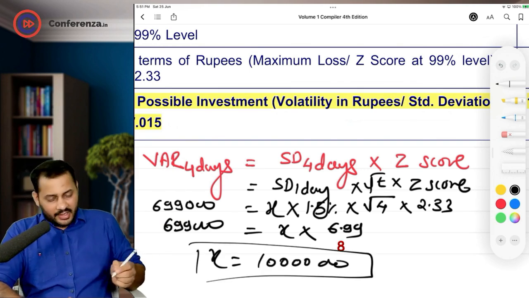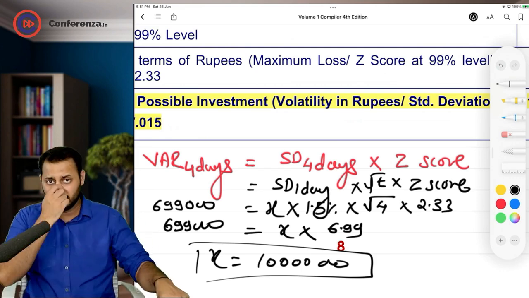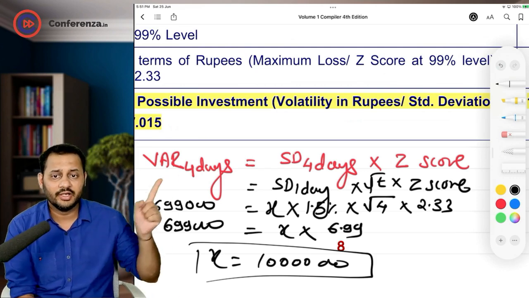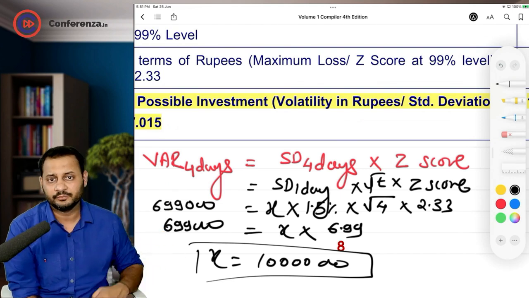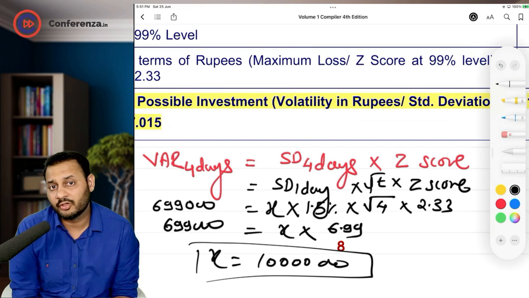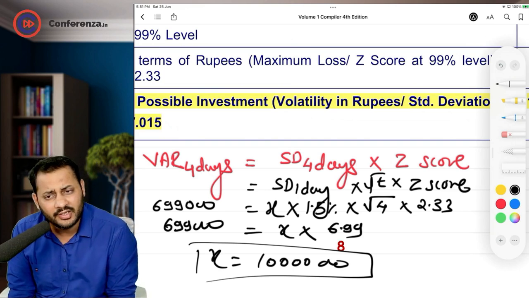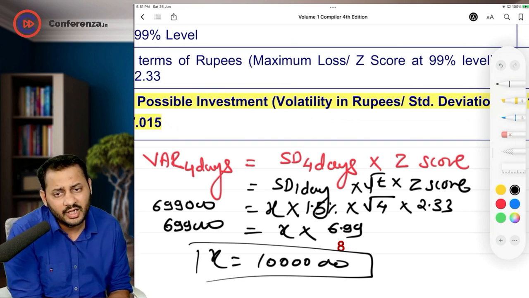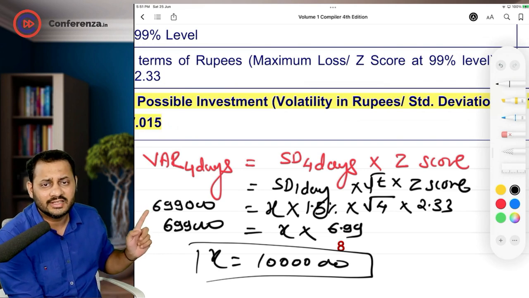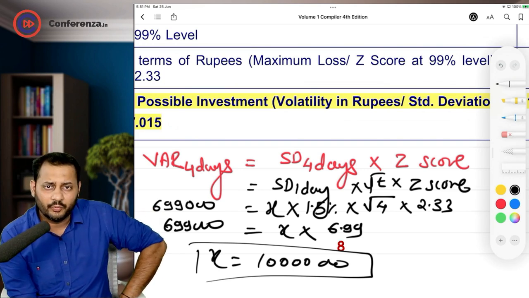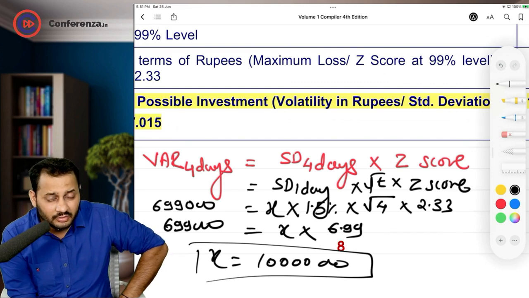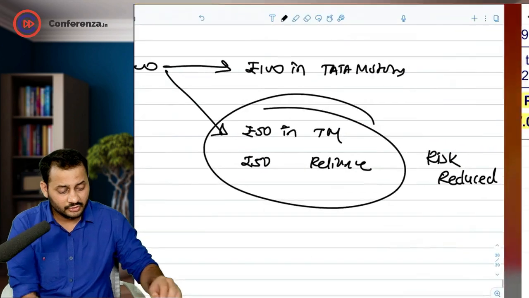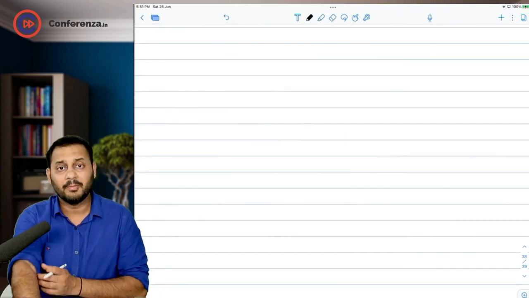It means the maximum that you can invest, where your VAR in 4 days will be limited to 6,99,000, is 1 crore rupees. Now the question will come to your mind, sir, how can I invest 1 crore rupees when I have only 6,99,000 rupees in the bank? It is possible. Let me tell you one thing. This concept is called the margin requirement.